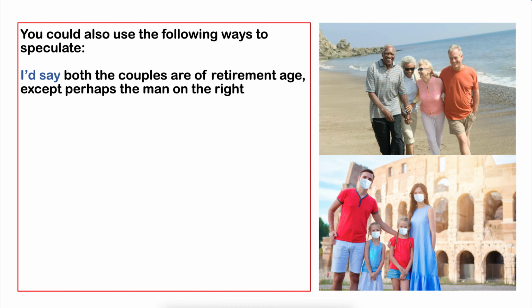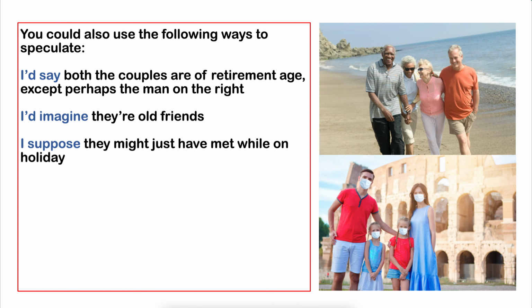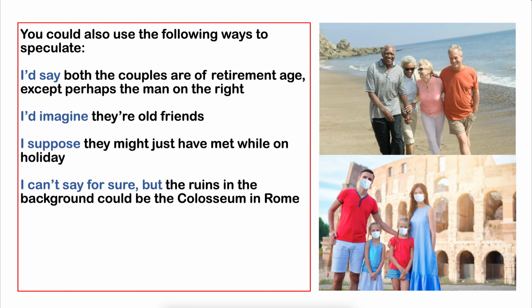You could also use the following ways to speculate. I'd say both the couples are of retirement age, except perhaps the man on the right. I'd imagine they're old friends. I suppose they might just have met while on holiday. I can't say for sure, but the ruins in the background could be the Colosseum in Rome.